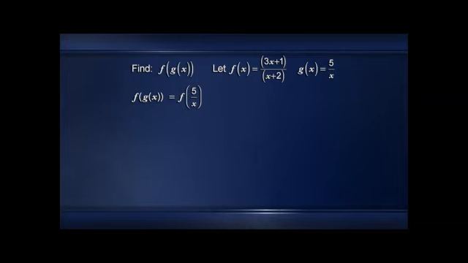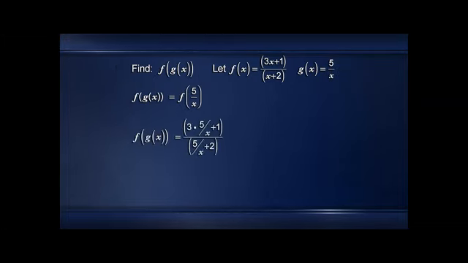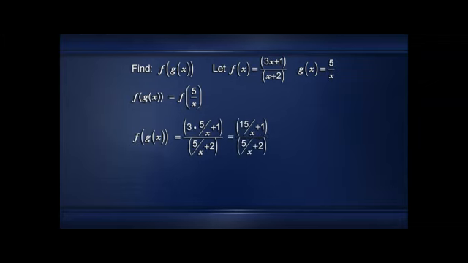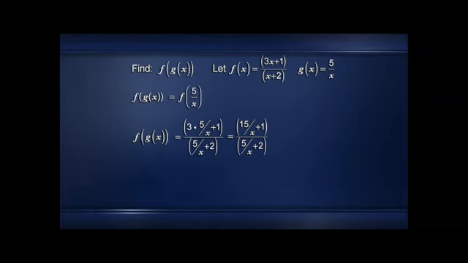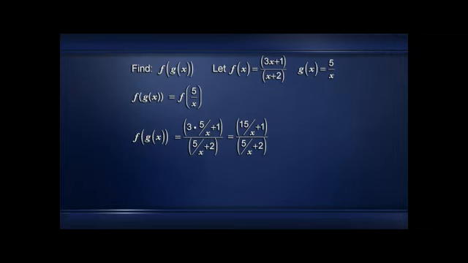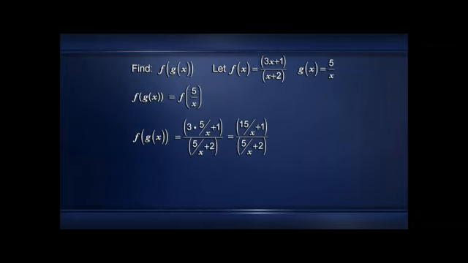And so what I have then is the following. F of g of x equals 3 times 5 over x plus 1 divided by 5 over x plus 2. And now I can clean that up just a little and write it as 15 over x plus 1 divided by 5 over x plus 2. And now a little bit of a trick. You want to clean up both that numerator and denominator. Do it separately. And if you do them separately, you'll be able to put them together nicely. And then once you've done that, you can then put the numerator and denominator back together and do any cancellation.